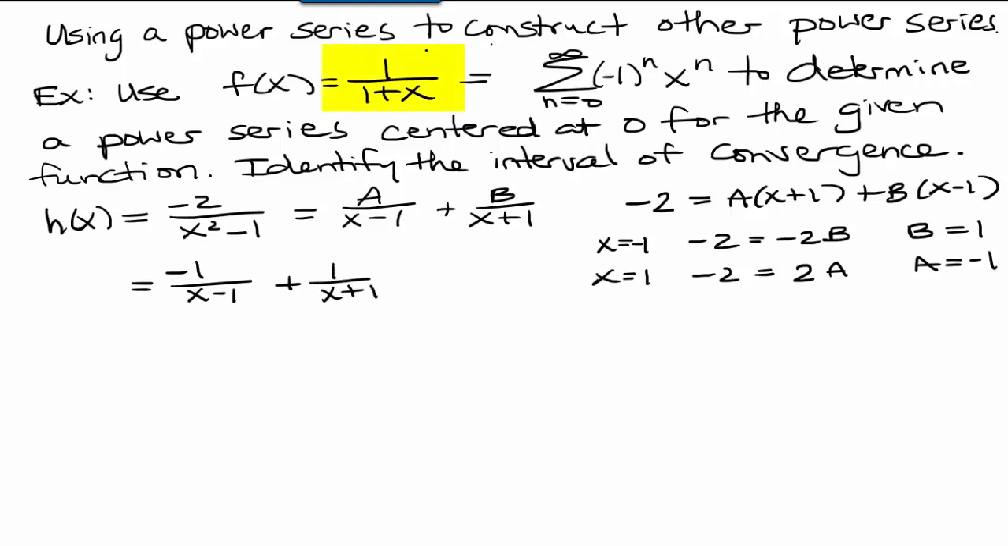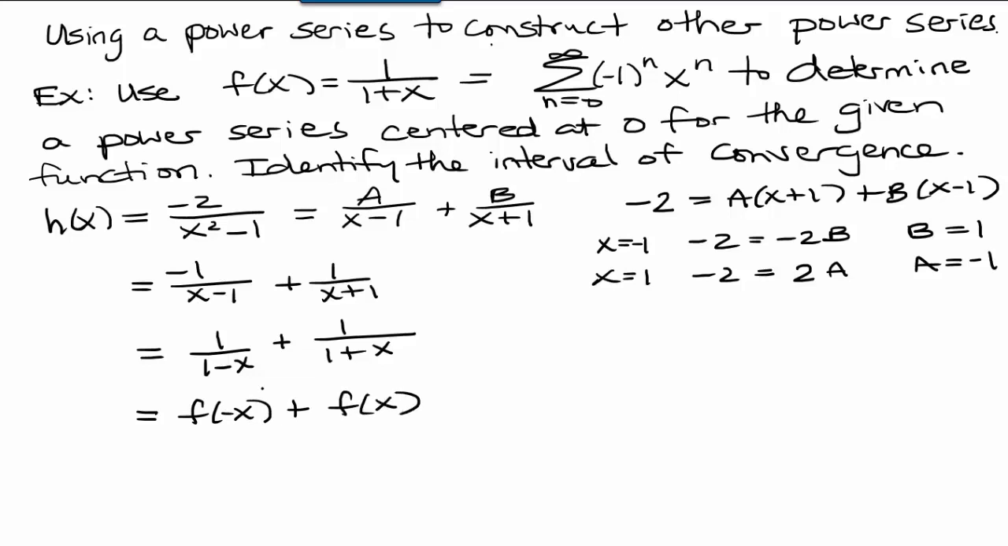Now I want to write it so that it looks like 1 over 1 plus x. Now this part is equivalent, so let's just write it that way, 1 over 1 plus x. This part over here, let's put the negative in the bottom, so we're going to have 1 over 1 minus x. So this is the function f but with negative x plugged in. So here we have f of negative x, and here we have the function f of x.